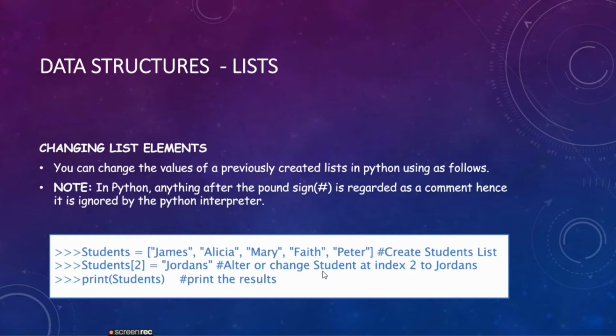We can change the list elements. When we do this, we are actually manipulating data, because sometimes we find out that a certain element is no longer needed and needs to be changed accordingly. We do that also using these square brackets. For instance, here in the list students, I've changed the student at index 2 or position 2, that is 0, 1, 2. Mary is going to change to Jordan. And here we print the element.